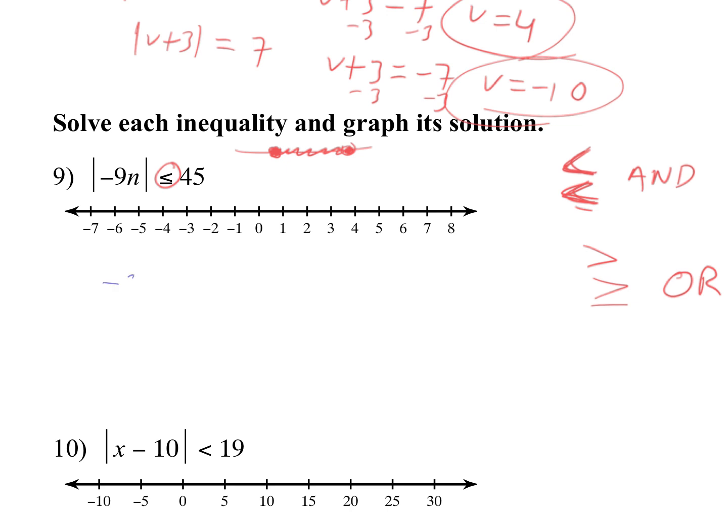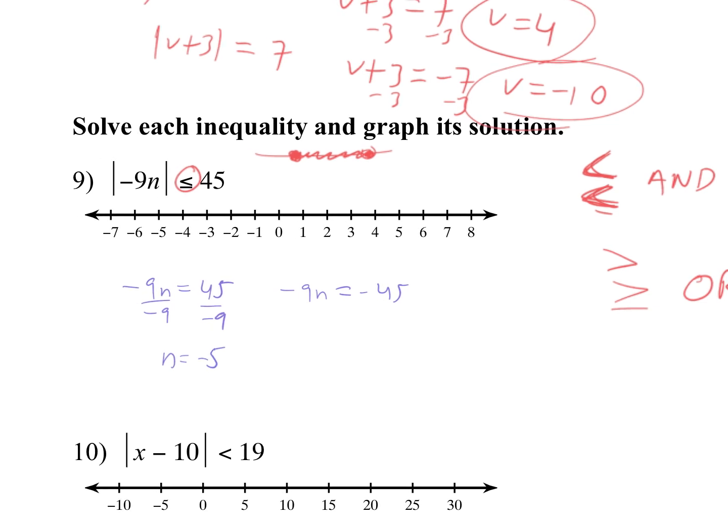We're going to have negative 9n equals 45. And we're going to have negative 9n equals negative 45. Divide both sides by negative 9. And 45 divided by negative 9 is negative 5. And then over here, again, divide both sides by negative 9, and we get n equals positive 5.